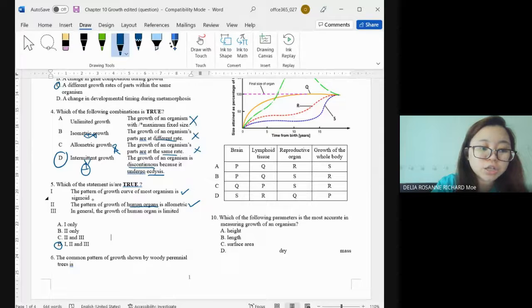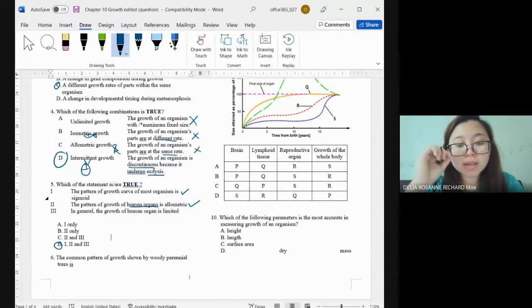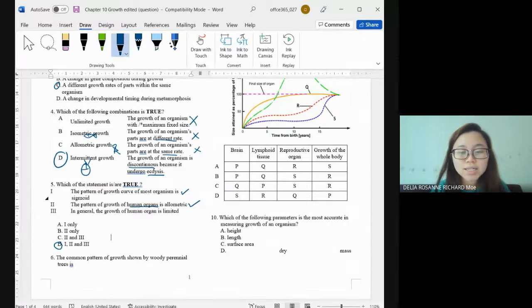Poin ketiga, in general, growth of human organs is limited. Ini yang macam berfikiran di luar kotak sih. So this is a question that is a little bit out of the box. Logically, if you try to think about it, yes, our organs are limited. Otak kamu tidak akan membesar sampai dia melebihi daripada kamu punya tengkorak. Kamu punya jantung tidak akan membesar melebihi daripada ruang yang ada dalam kamu punya tulang rusuk.